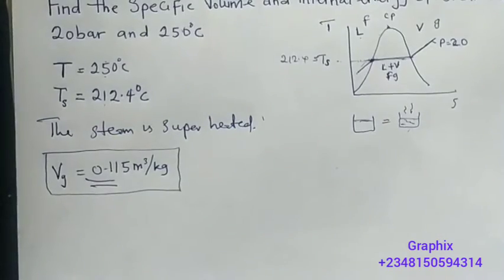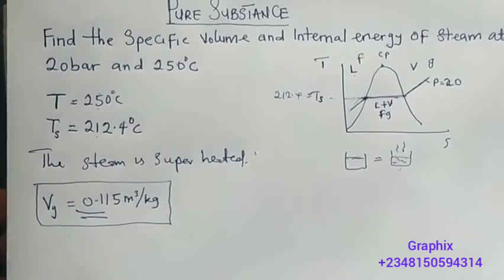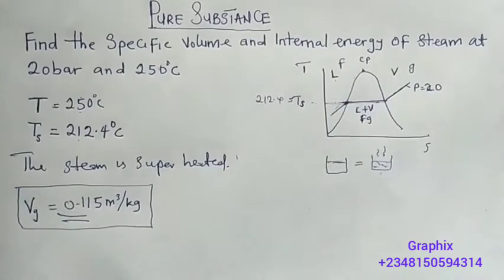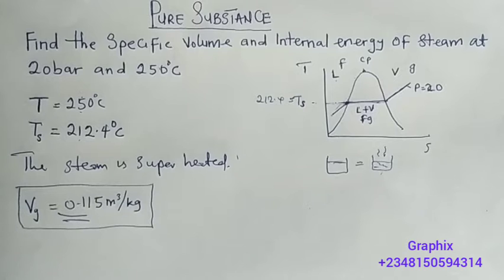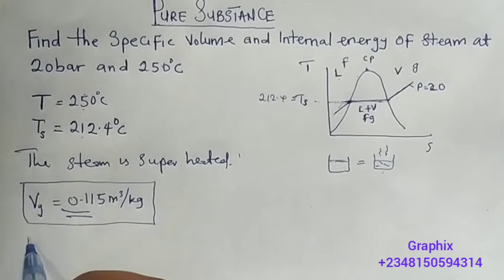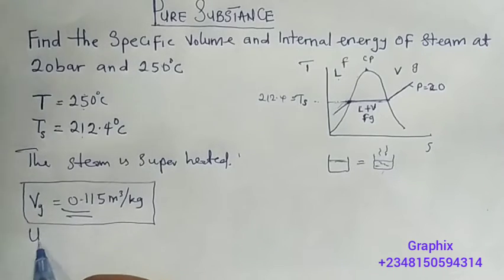And that was not all. We're also told to look for the internal energy of the steam. So this is the specific volume. The internal energy of the steam will be, since it is superheated, also UG, because the symbol for internal energy is U.